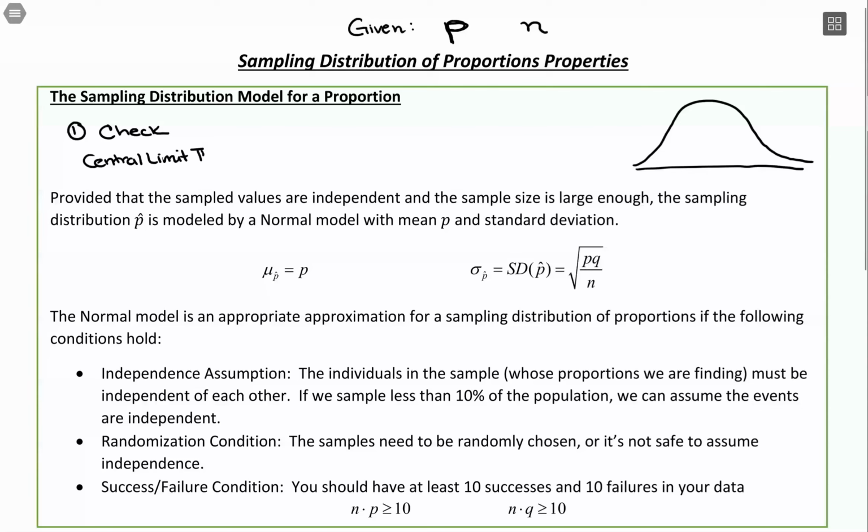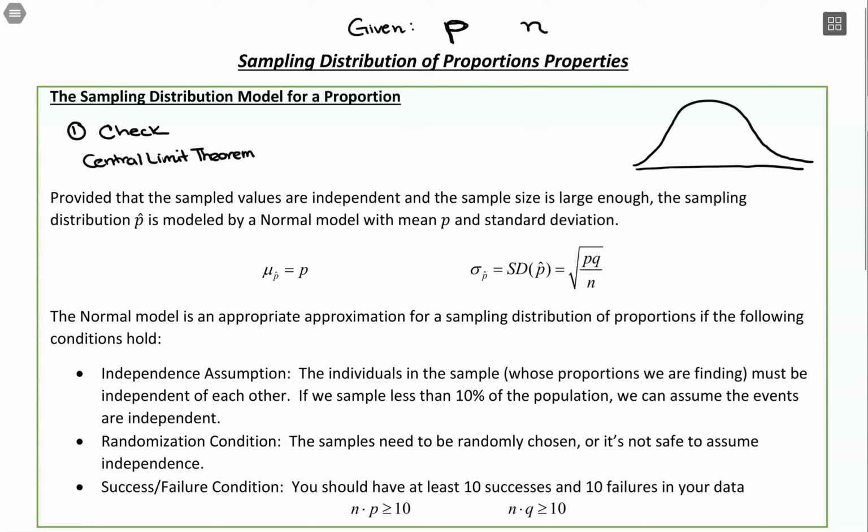And that's listed at the bottom here in this box. So the normal model is an appropriate approximation for a sampling distribution of proportions if the following conditions hold. Independence is that the individuals in the sample whose proportion we're finding must be independent of each other. Like rolling a die was independent, flipping a coin is independent, those probabilities aren't changing. Sampling people, typically if we have randomness, that'll imply independence a bit.